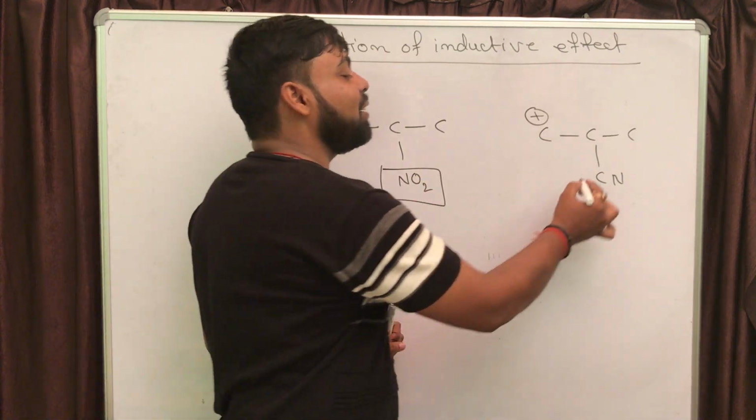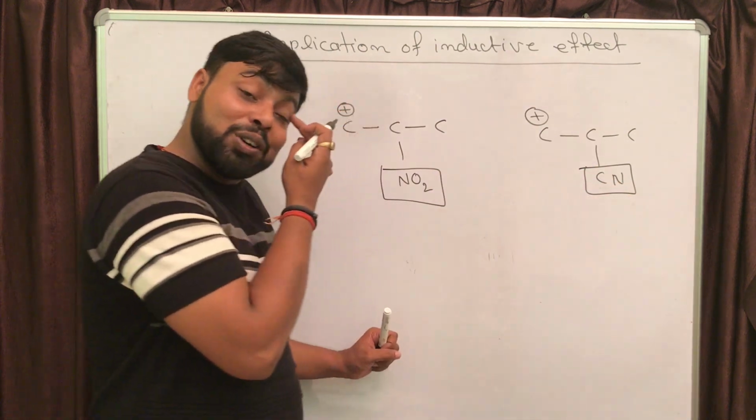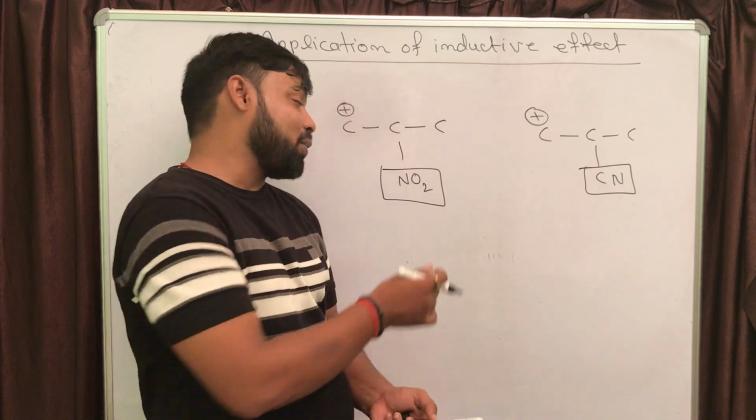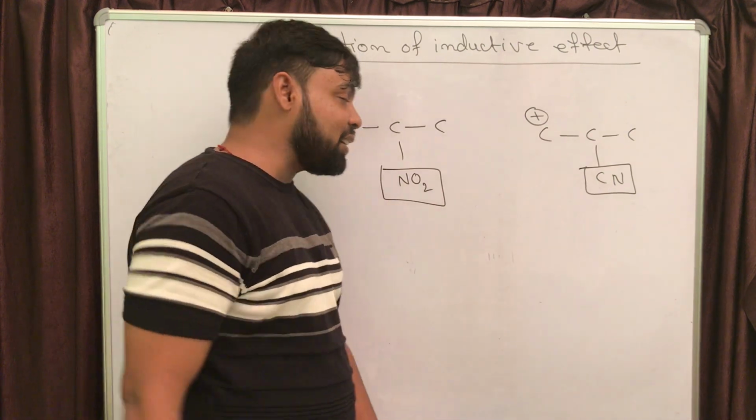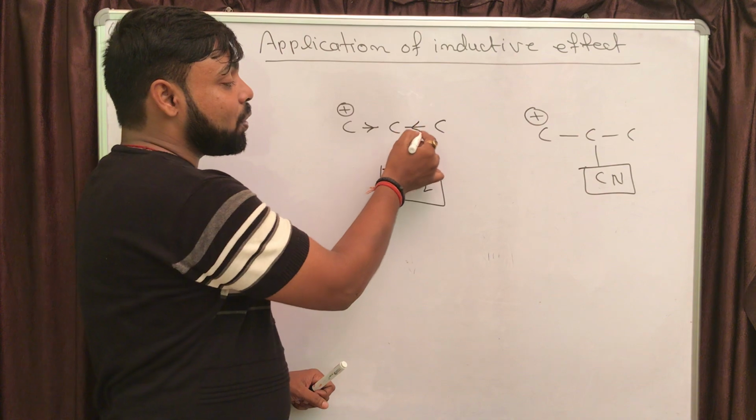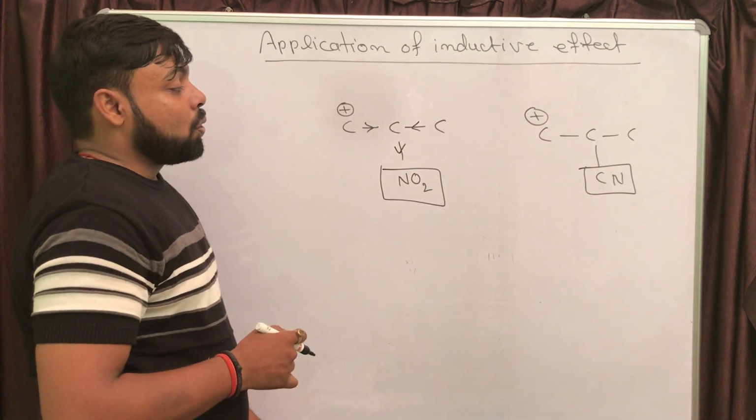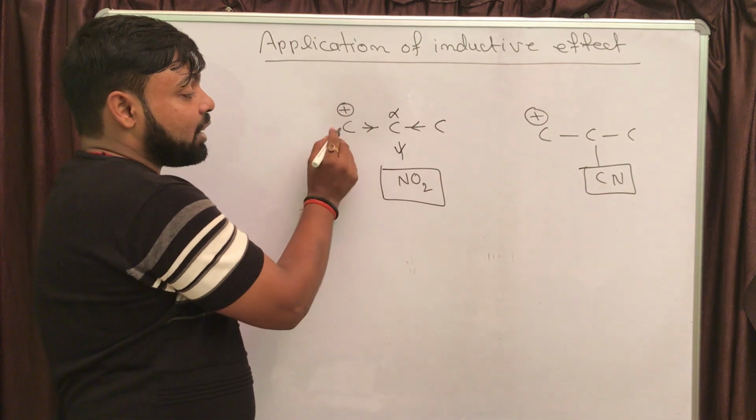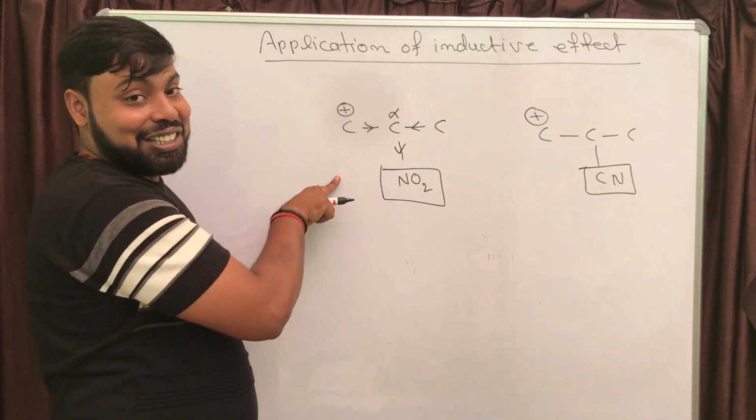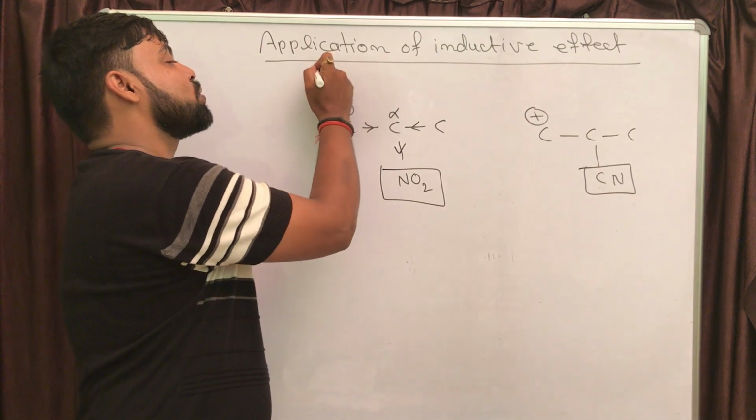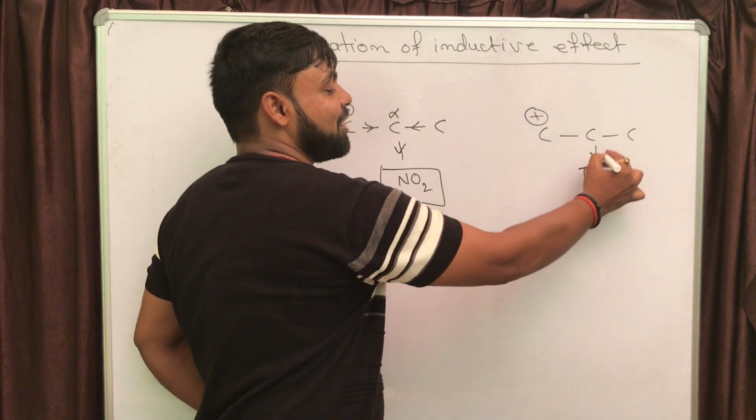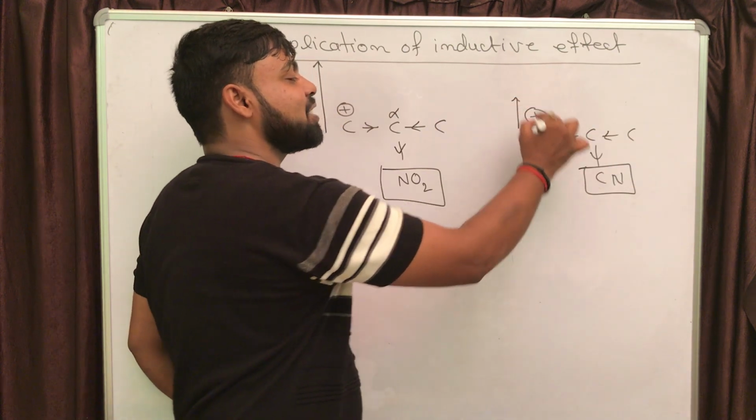So we'll compare the minus I power of these two, NO2 and CN, because both are using minus I power. Definitely minus I power of NO2 is going to be more than CN. NO2 will withdraw electron from the alpha carbon, and then alpha carbon further will withdraw electron from adjacent carbon atom. So if this alpha carbon is pulling electron from positively charged carbon atom, its positive charge is going to be increased.